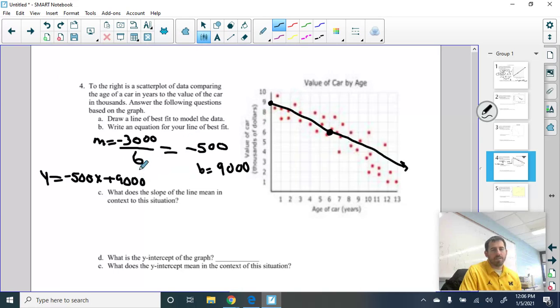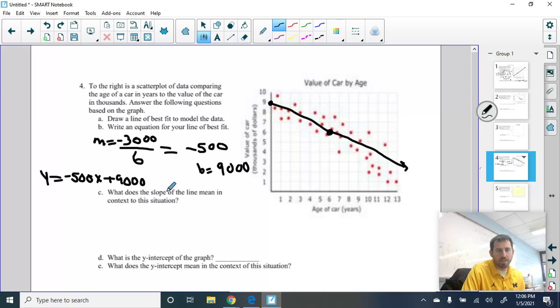Here's a hint. Your intercept is always going to be positive. You notice we're only talking about the first quadrant. Your slope could be positive or negative. In this case, it's negative. But your intercept will always be positive. From there we answer the same question.